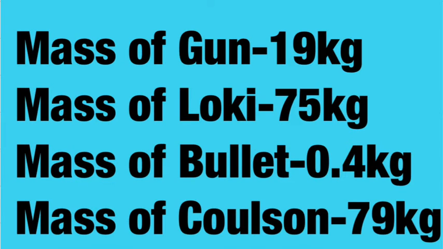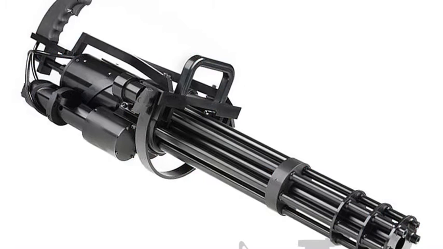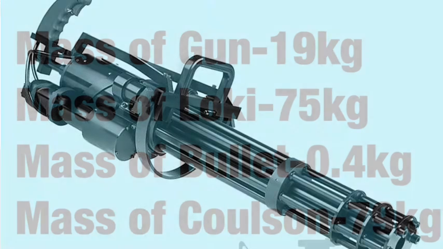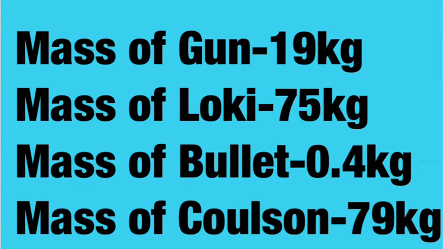So these are our known quantities. For the mass of the gun, we saw that it was approximately the same size as an M134 minigun, which has a mass of 19 kilograms. For the mass of Loki, we researched Tom Hiddleston, which is the actor that plays him, and he has a mass of 75 kilograms. For Agent Coulson, we also researched the actor, whose name is Clark Gregg, to get his mass of 79 kilograms. And then for the mass of the bullet, although we can't see it perfectly because it's surrounded by light, we can clearly see that the gun and barrel are really big, so we assumed that the bullet had a mass that was 10 times an average bullet.